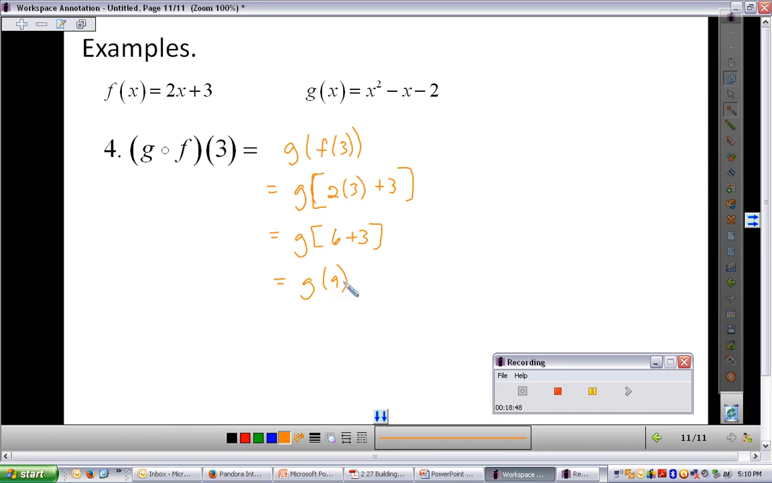So now I need to take g of 9. Here's my g function. Here's my x's. I'm plugging in 9 for those x's. So this is going to look like 9 squared minus 9 minus 2. 9 squared is 81, minus 9 minus 2. 81 minus 9 is 72. 72 minus 2 is just 70. So g of f of 3 equals 70. And that concludes today's lesson.